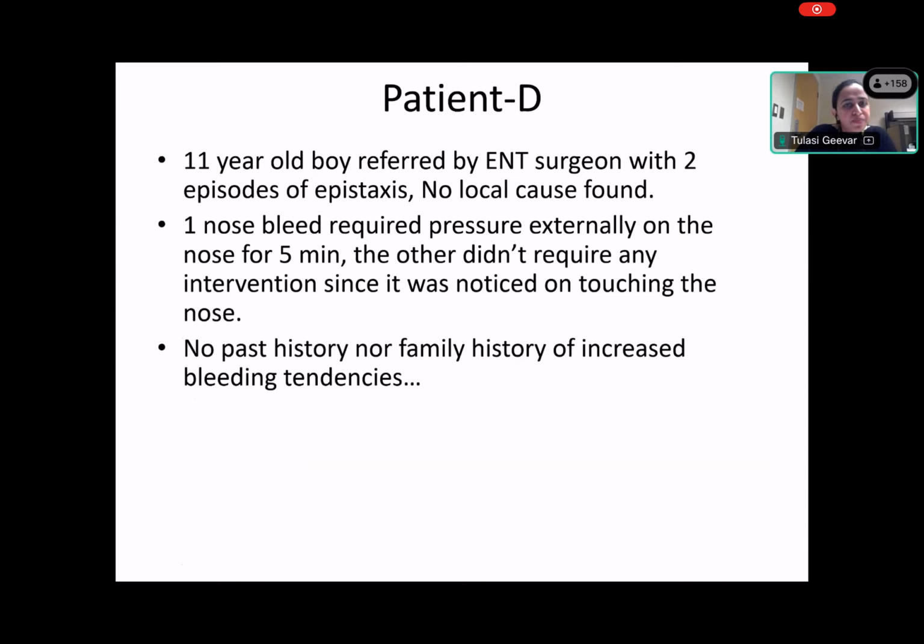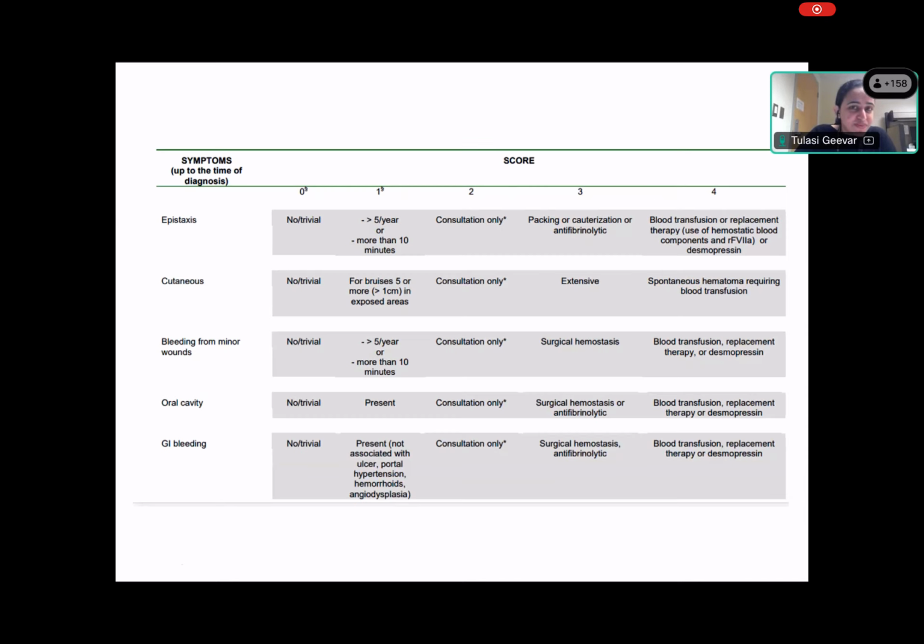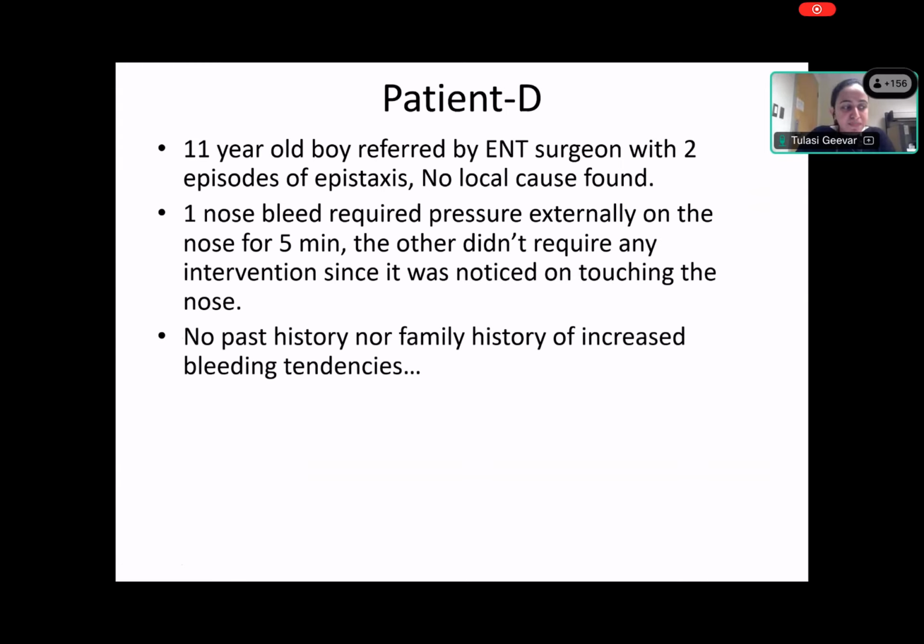So what would be the score for this patient? His episodes are not more than 5 per year, and do not last more than 10 minutes, but he has consulted an ENT doctor for that, so it might be a score of 2. But what is a significant score for a child? A score of 3 or more is significant for a child. So even a score of 2 is not significant for a child. So is this patient a bleeder or not a bleeder?